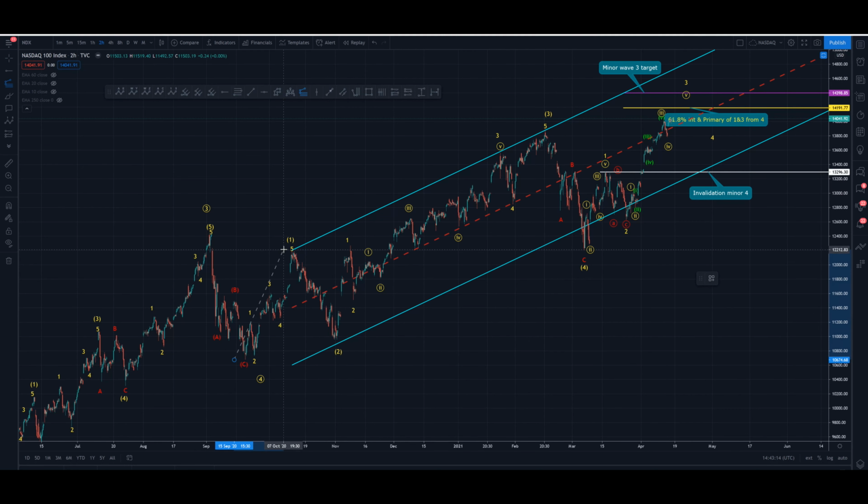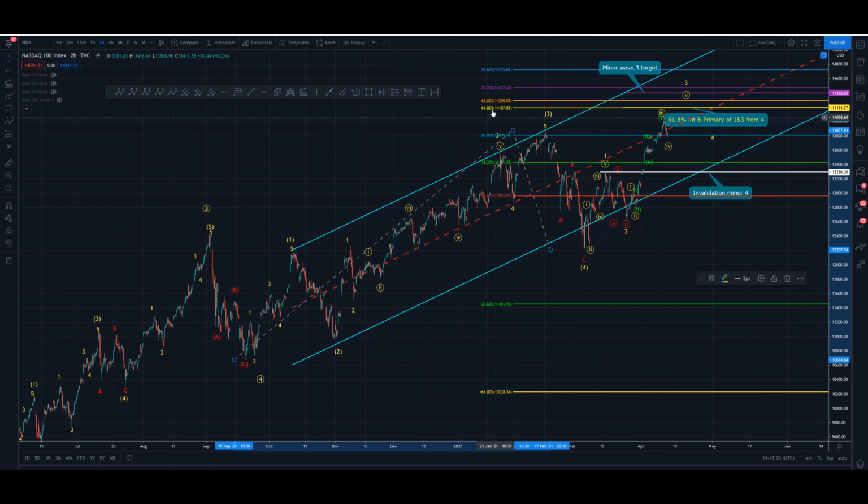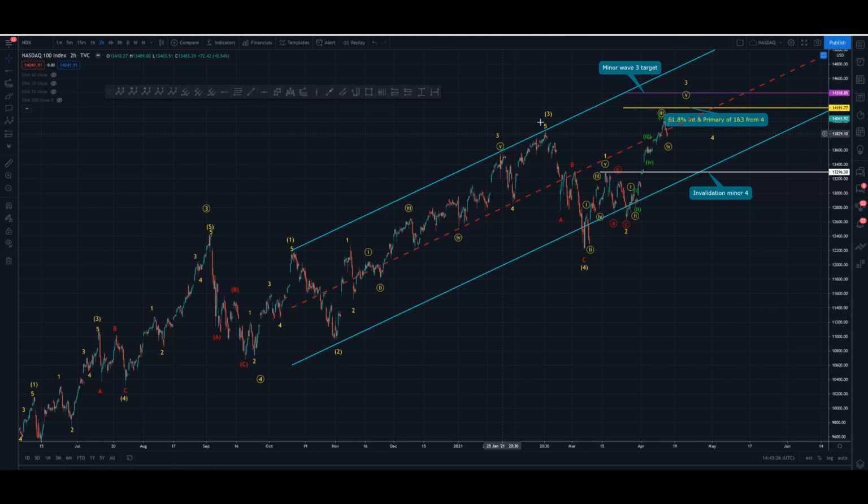It is potentially a top. So we come up and take the whole of the 1 and the 3 on the intermediate time frame and project from the 4, and here's our yellow line here at 14187.55. Now what's also interesting, that was intermediate wave degree.